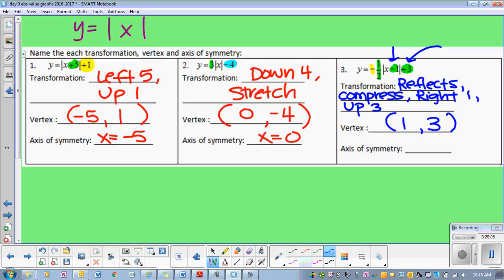So now, what's my axis of symmetry? Axis of symmetry. X equals 1. All right. Listen, I know it's cheesy, but if it helps you remember, better not get that wrong. Well, that's the symmetry.